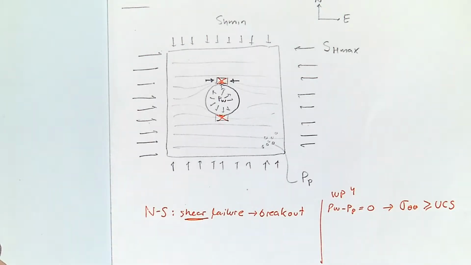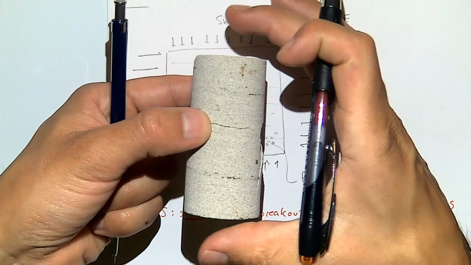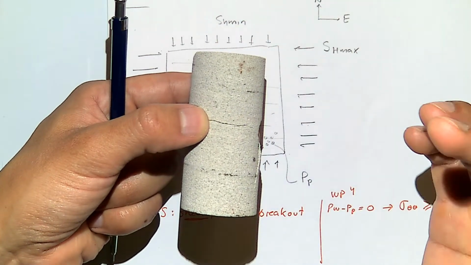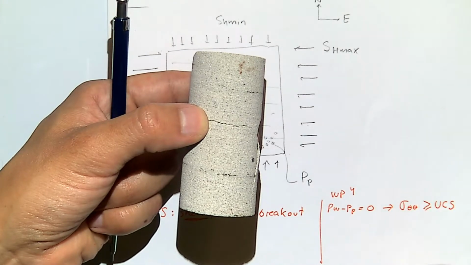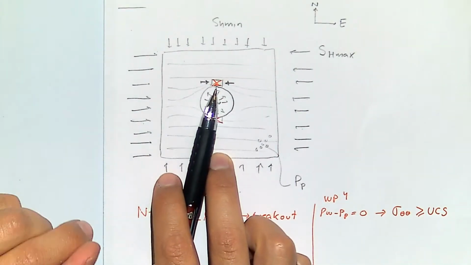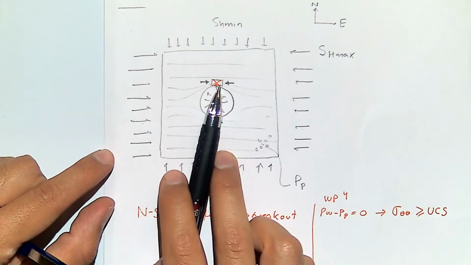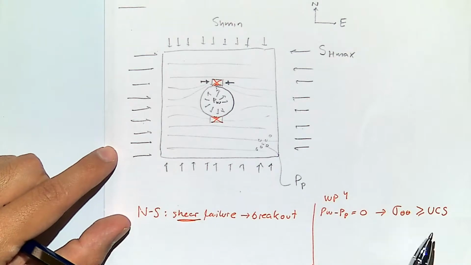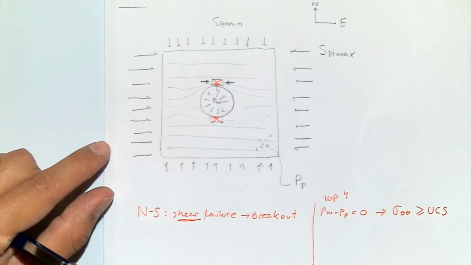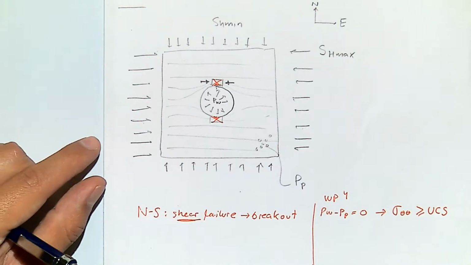So unconfined compressive strength would mean that to a piece of rock, let's say like this one, you don't have any stress from the sides, you just compress it, and the point at which it breaks, that's the unconfined compressive strength, and that's exactly the same thing as it happens here. If you don't have any radial support, then you just check for sigma theta theta. If that is higher than unconfined compressive strength, that means that you have failure in shear.